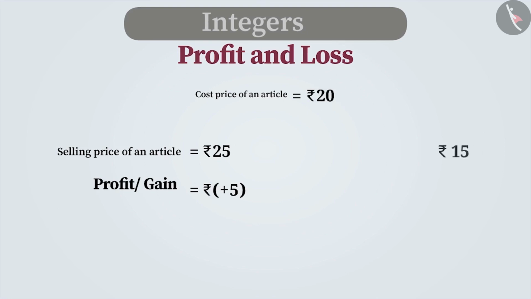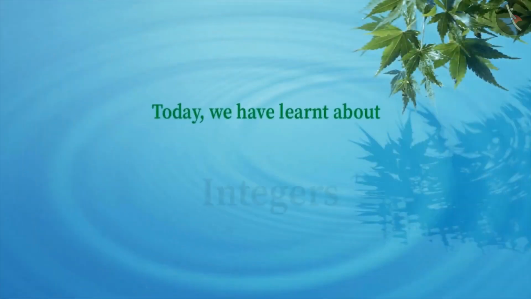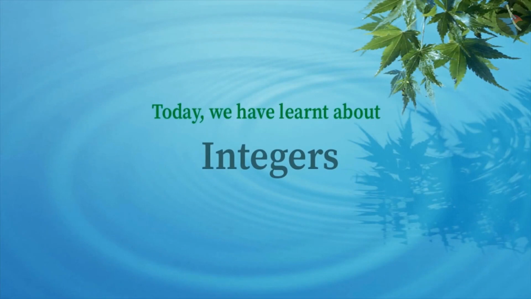But if he sells an article worth rupees 20 for rupees 15, he incurs a loss of rupees 5, which is represented as minus 5. Today, we have learnt about integers. In the next video, we will learn it in a better way with some examples.